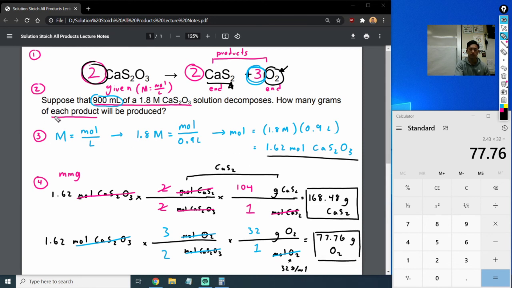Because we wanted to find each product, we found the mass of CaS2 and we found the mass of O2. Okay, so hopefully that was helpful. This will be how you solve out the stoichiometry for multiple products.